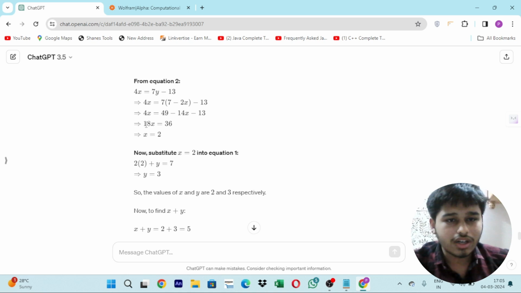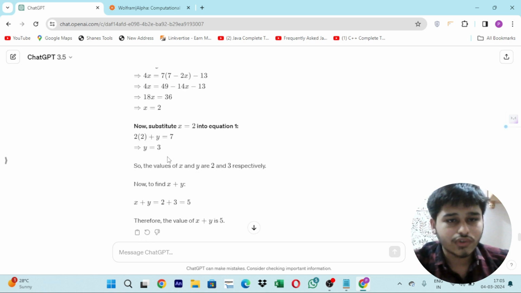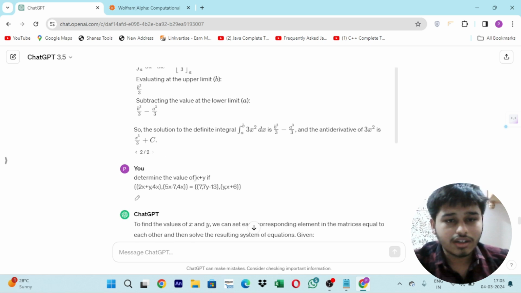Okay, now what it has done is put the value of x in equation 1. So we'll put the value of x over here, and the value of x is 2. So what will be the output? y is equal to 7 minus 2 into 2, which is 4. So 7 minus 4 is 3. So we have got the value of x as 2 and the value of y as 3. And what we have to find? We have to determine the value of x plus y.